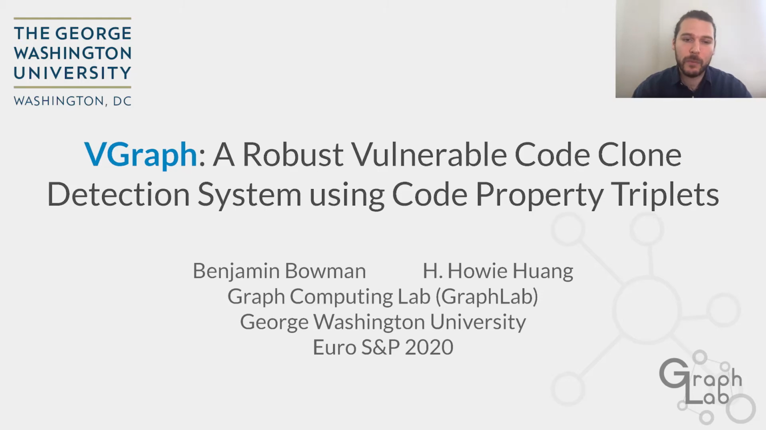Hi, my name is Benjamin Bowman. I'm from the Graph Computing Lab at George Washington University, working with my advisor, Dr. Howie Huang. Today I'm going to talk to you about our work on VGraph, a robust vulnerable code clone detection system using code property triplets.